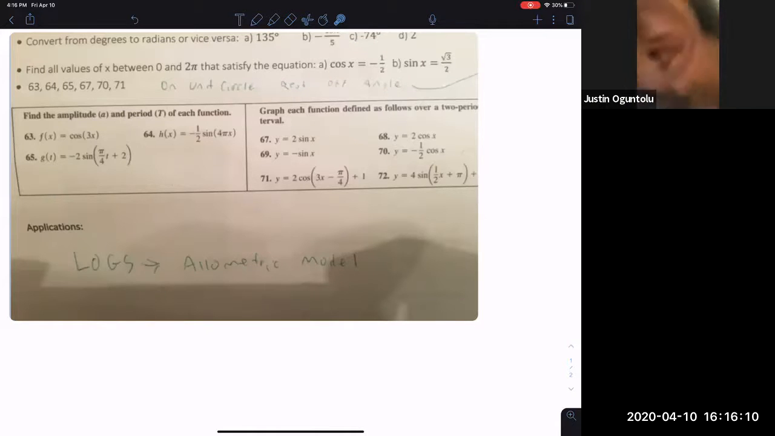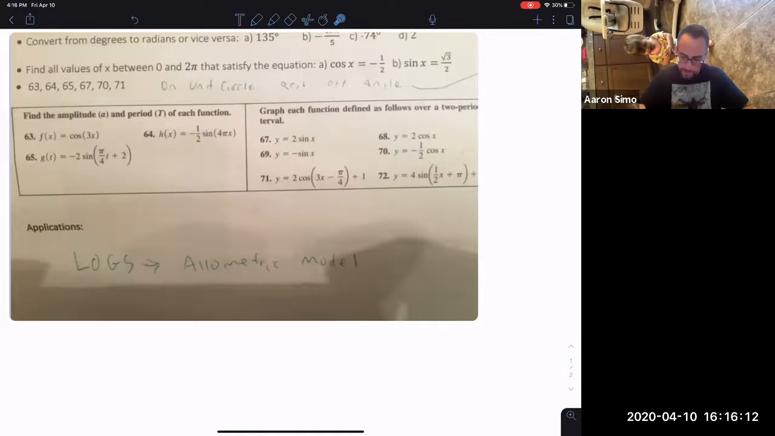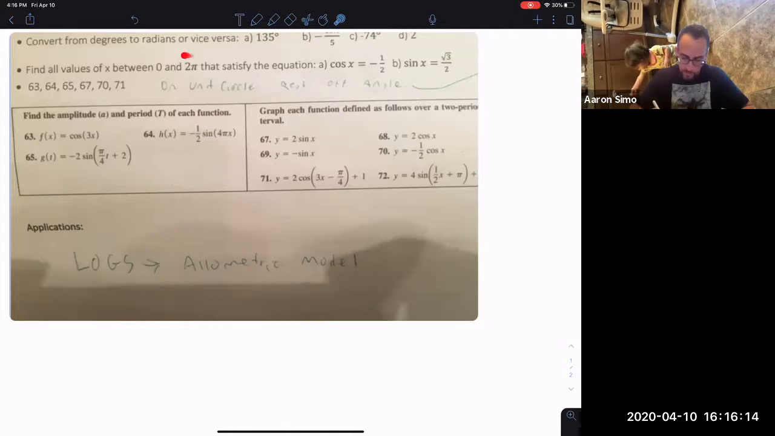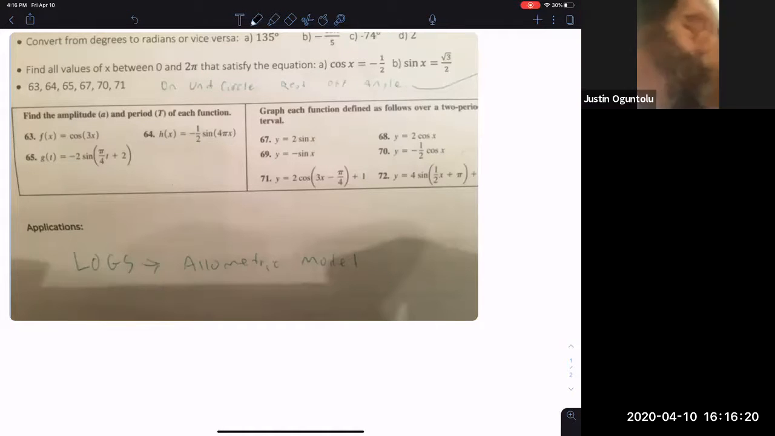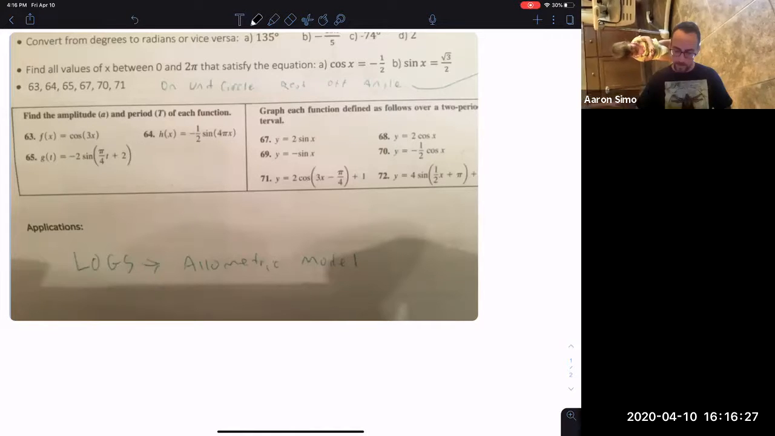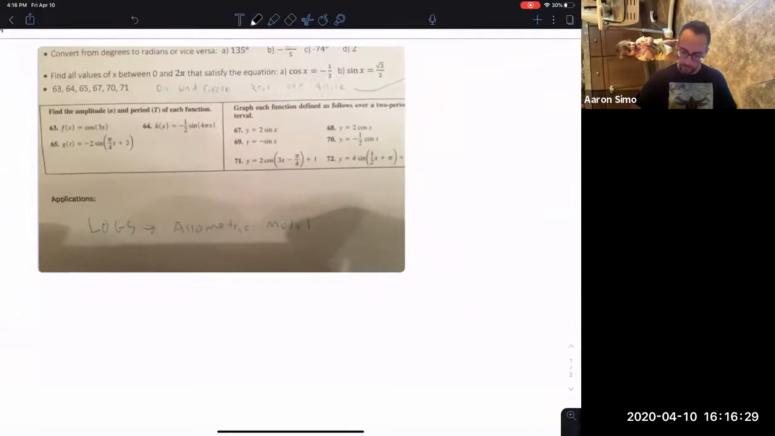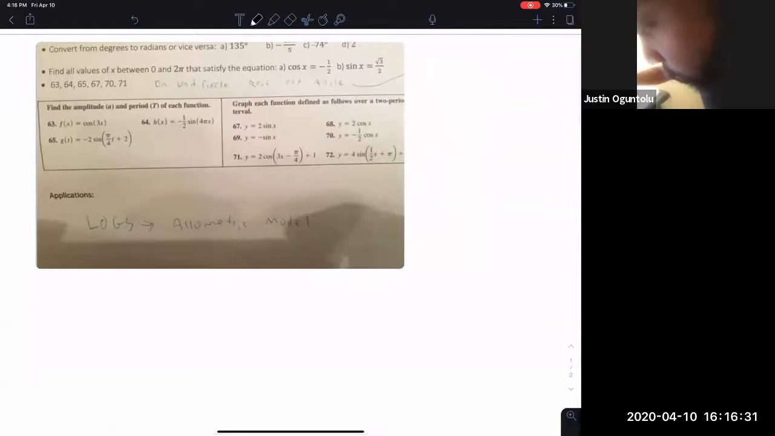Got it. Okay, so let's try it. It's between 0 and 2 pi, right? We need to find all the values of x between 0 and 2 pi that satisfy these equations. Let's see what we can do. I have a unit circle. Does that help? Yeah, if you have a unit circle, that can work.